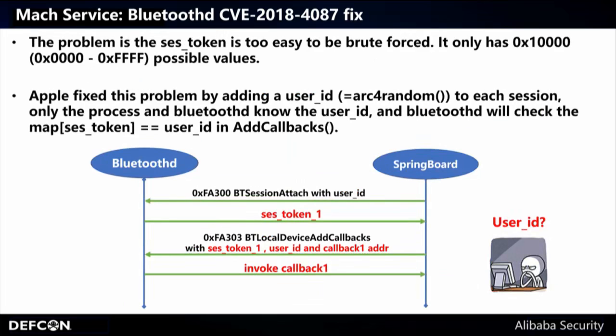The key problem is the session token is too easy to brute force. It only has 10000 possible values. Therefore, Apple fixed this problem by adding a user ID to each session, which is a random number. Only the process and Bluetooth D know the user ID, and Bluetooth D will check the mapping of the session token with the user ID in the add callbacks.